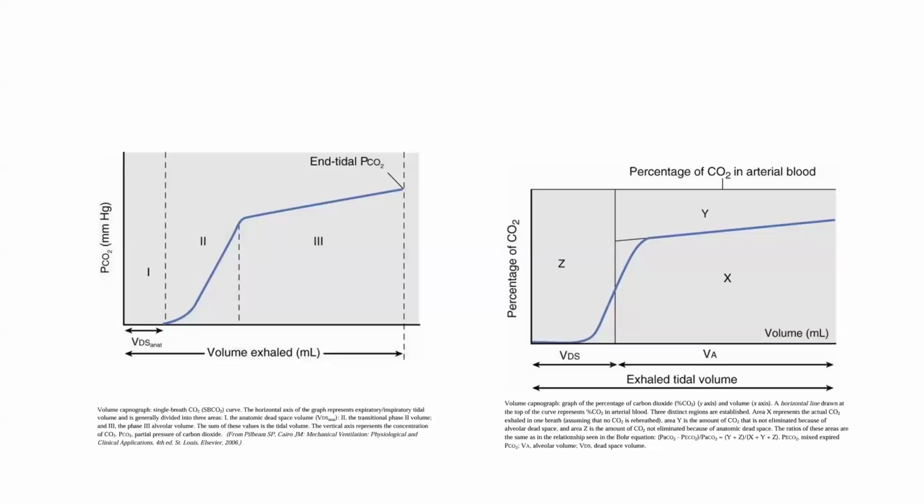And three distinct regions are established. Area X represents the actual CO2 exhaled in the breath. Area Y is the amount of CO2 that is not eliminated because of alveolar dead space. And area Z is the amount of CO2 not eliminated because of anatomical dead space.